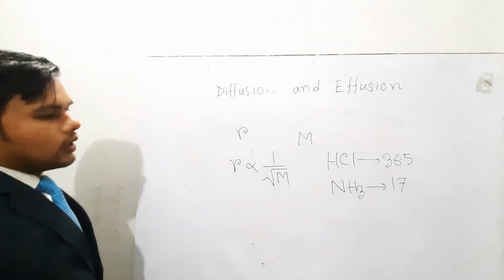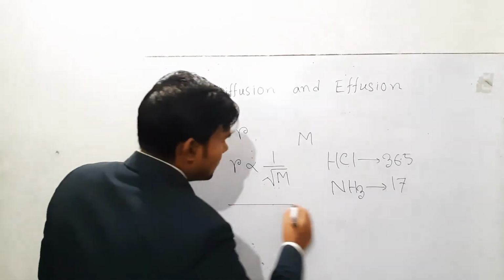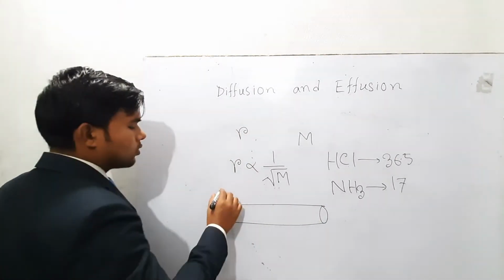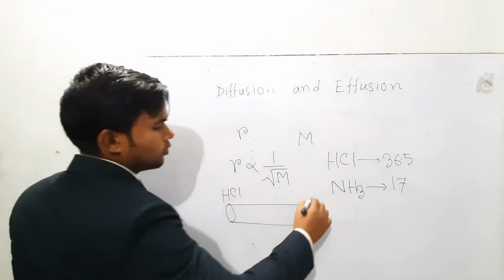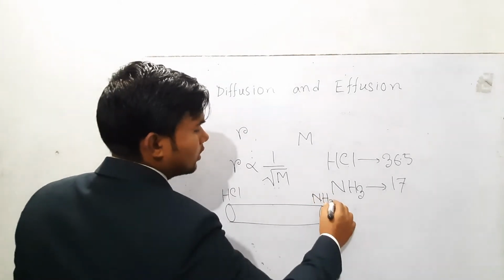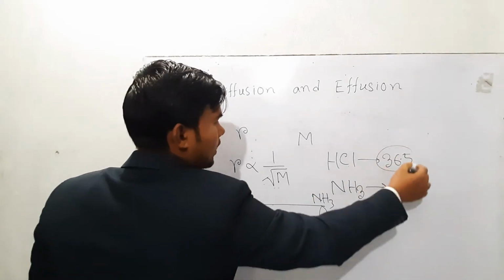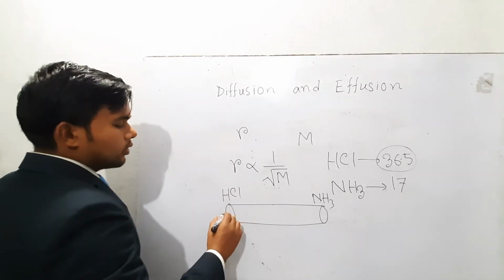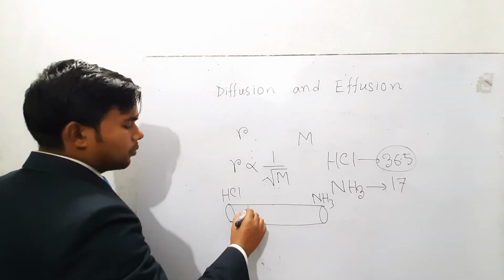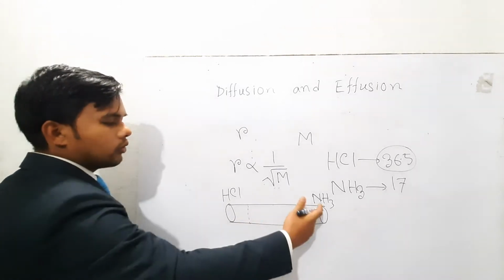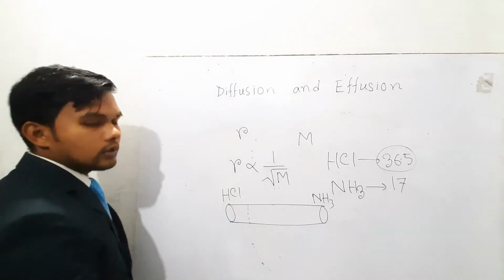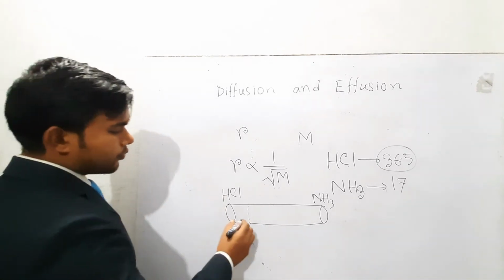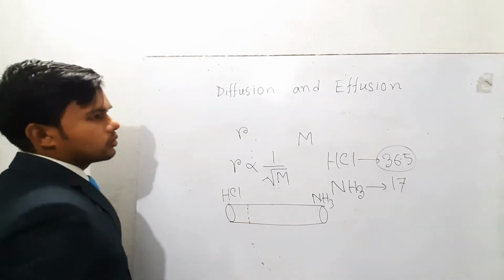And that's why the white smoke is produced near the hydrogen chloride end. We have two ends: one is the hydrogen chloride end, another is the ammonia end. We see that hydrogen chloride has a higher mass than ammonia. That's why the hydrogen chloride will not travel as far as ammonia. So ammonia will travel more and hydrogen chloride will travel less because its diffusion rate is low, and white smoke will be produced here.